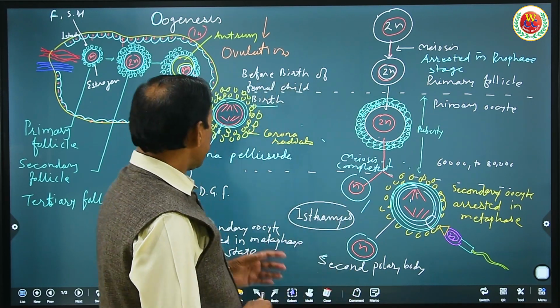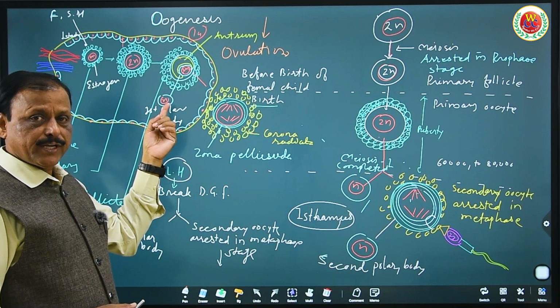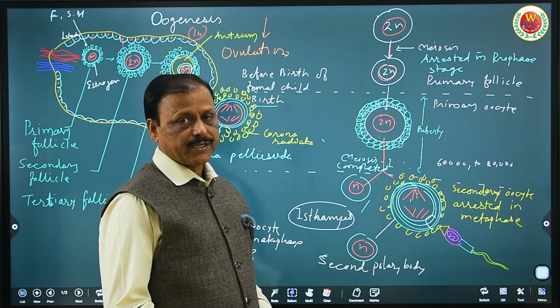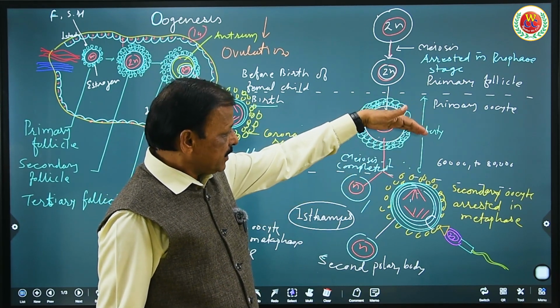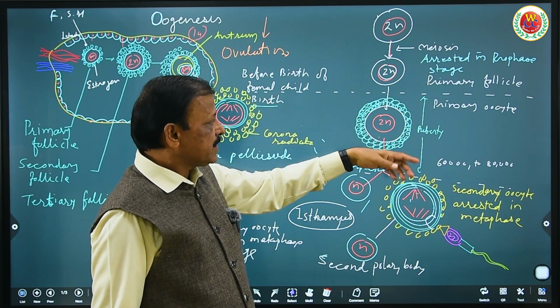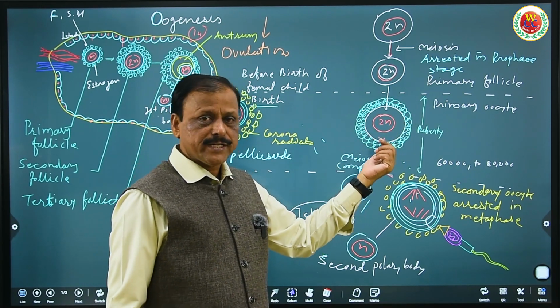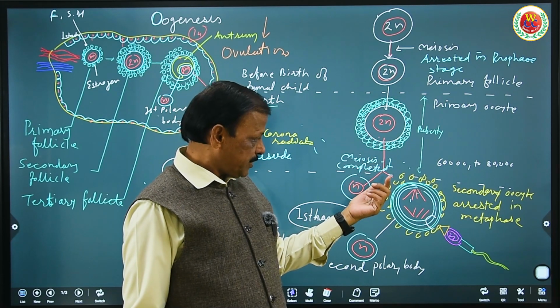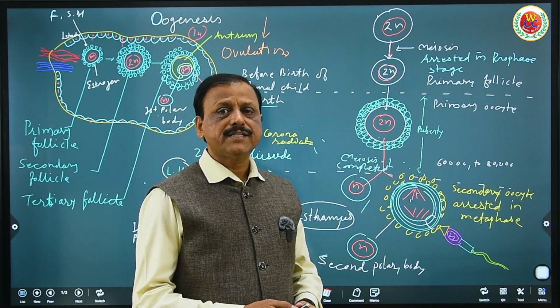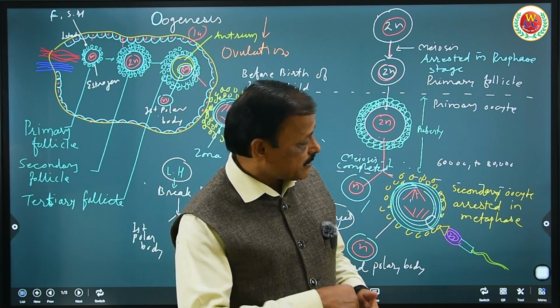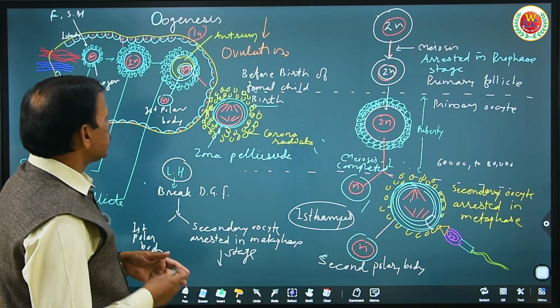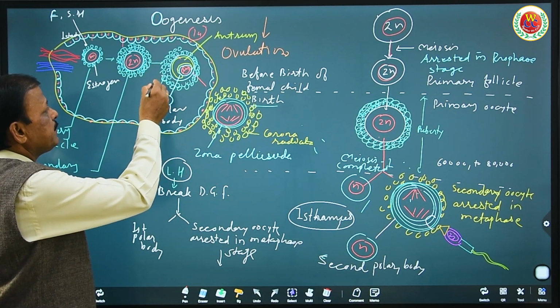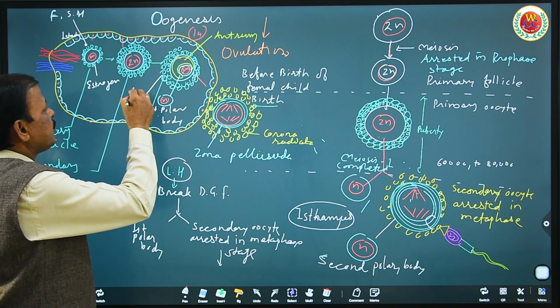So in NEET, a question can be asked: the first polar body is produced when and where, the second is produced when and where, in which condition or stage of oogenesis does the female fetus take birth, as well as in which condition the secondary oocyte is produced, or at what time the secondary oocyte is produced. Now in the second video we shall learn about the remaining part of the tertiary follicle, which forms the corpus luteum.